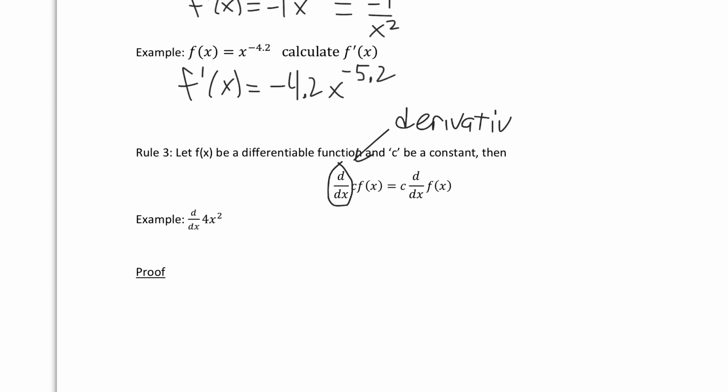This just means the derivative. And in this case, what we have is the derivative sort of acting on a function. It's saying that the derivative is going to act on the function c f of x, and instead we can take the constant out.